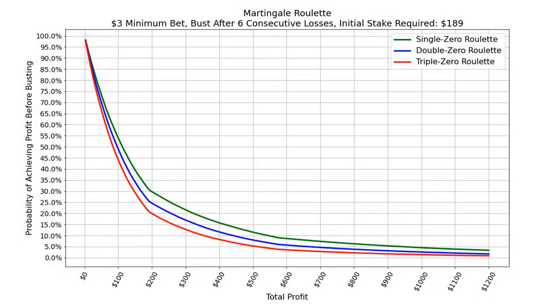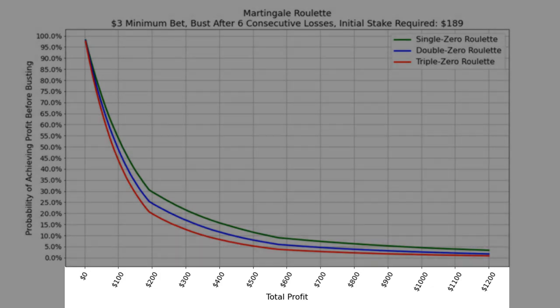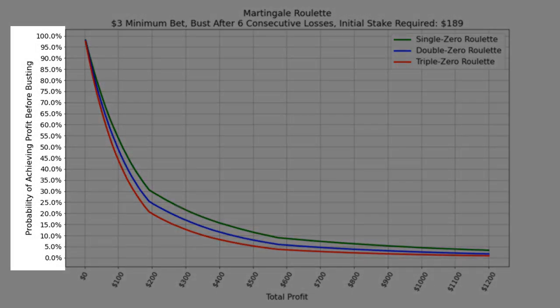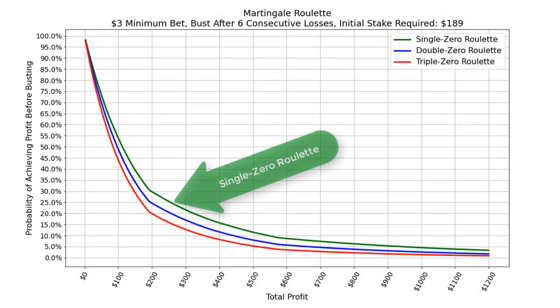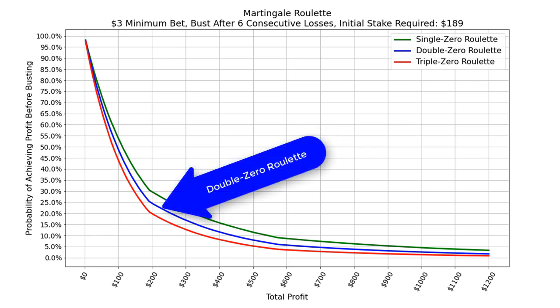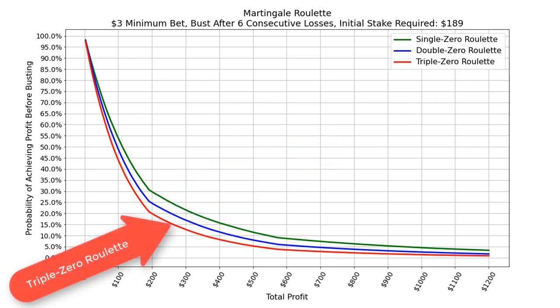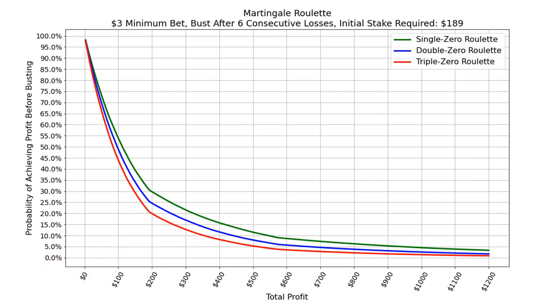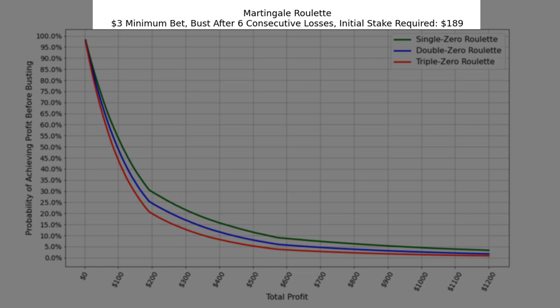In these charts, the player's total profit is shown on the horizontal axis, and the probability of achieving a particular level of profit without busting is shown on the vertical axis. The green line represents single-zero roulette, the blue line represents double-zero roulette, and the red line represents triple-zero roulette. In this first chart, we'll consider a Martingale Roulette scenario involving a $3 minimum bet, where the player will bust after 6 consecutive losses. To play this scenario, the player needs an initial stake of $189.